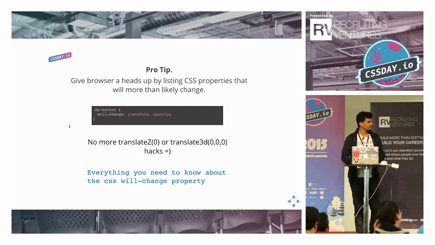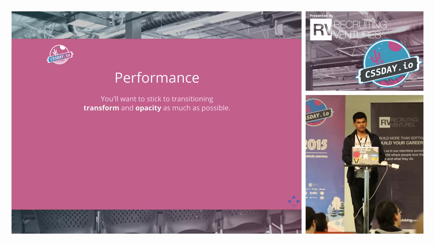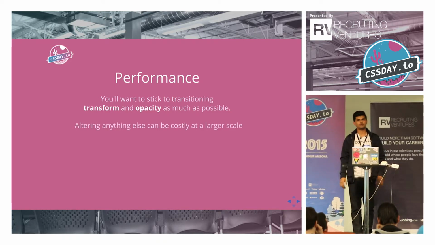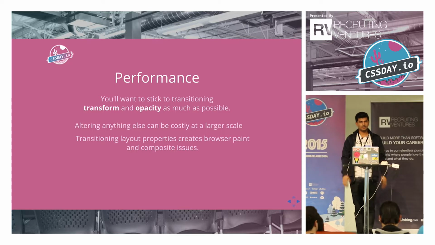I can try this. But anyways, performance. You'll want to stick to transitioning transform and opacity as much as possible. Otherwise, the more interactions you create, the more memory gets used. Not memory, but the more GPU processing of your client's computer, and sometimes they're not powerful. So you always want to keep that in mind when you create these sorts of interactions. Altering anything else is costly at a large scale.